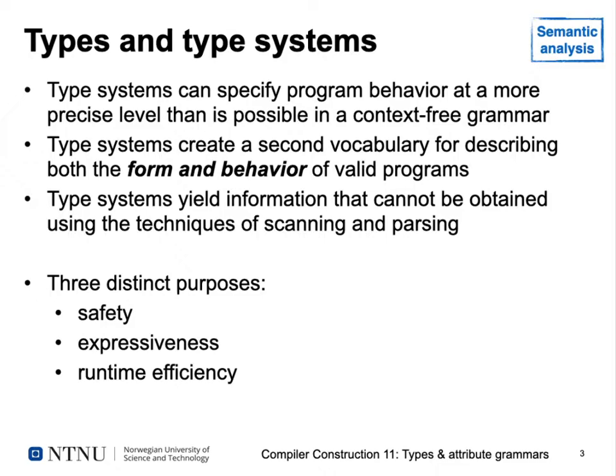things like type compatibility. So here type systems create an additional vocabulary in our language, so a second way to describe the correctness of a program. And using this type system approach we can describe both the form and the behavior of valid programs. And type systems provide information that cannot be obtained using the techniques of scanning and parsing we have looked at so far. Why do we need this?